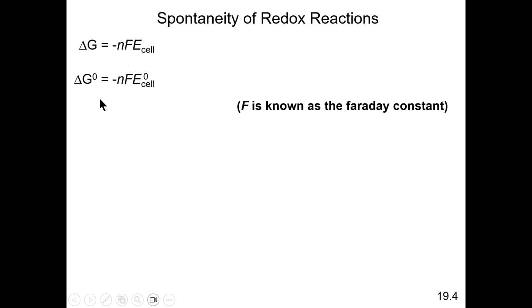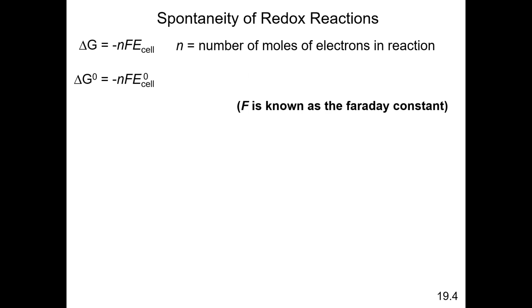Correspondingly, as far as standard conditions are concerned, we can calculate the standard free energy based on the EMF standard of the cell. As you can see, the equations are almost identical. The only difference is that this equation describes what happens under standard conditions. Now, to identify the terms in these equations, N represents the number of moles of electrons involved in the reaction. So we're talking about the total number of electrons in the redox equation that is transferred from the substance being oxidized to the substance being reduced.